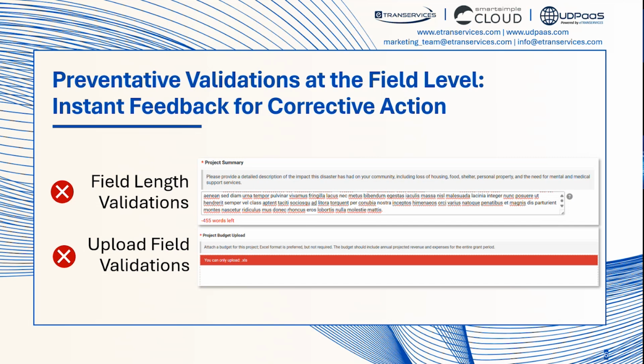Another type is a file type restriction on an upload field. So if an upload field is set to accept only certain types of files, any attempt to upload a different file type will trigger an immediate error and prevent the upload altogether.